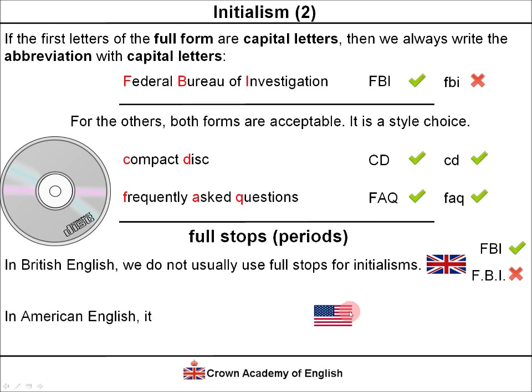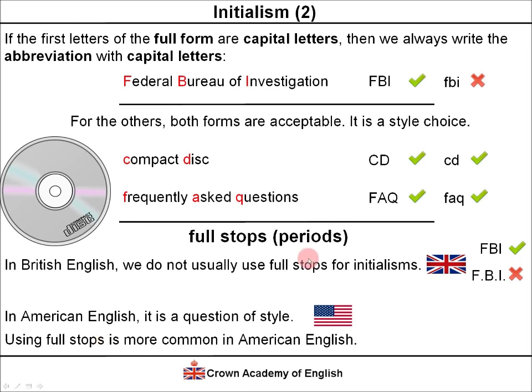American English is different. In American English, it is more a question of style. So it is possible. And using full stops or periods is more common in American English for initialisms. So in American English, you will see both FBI like this and FBI with full stops or periods. Both of these are acceptable. However, in modern English, often it is more common without the full stops. Okay?